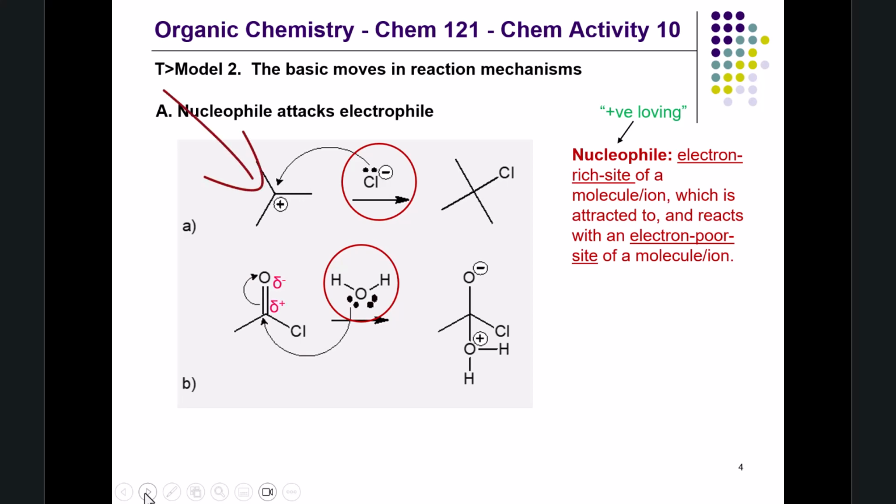You may have noticed that the chloride is attracted to a full positive charge, so it would make sense that it would attack, for instance, at that carbocation in reaction A.